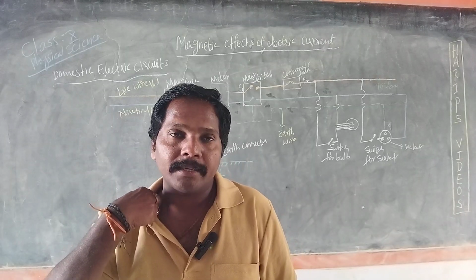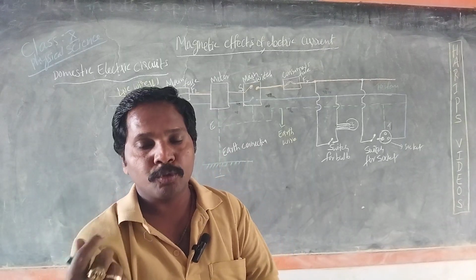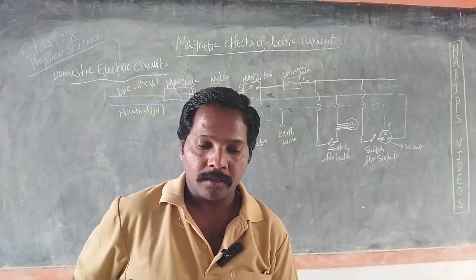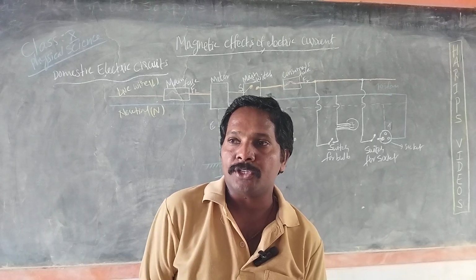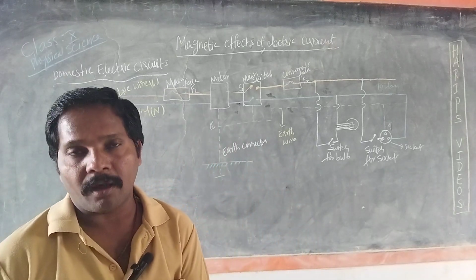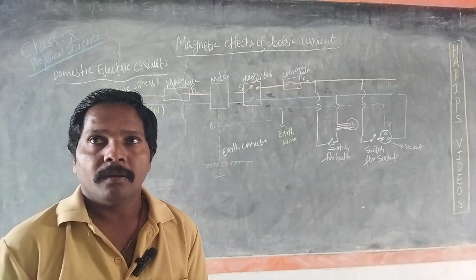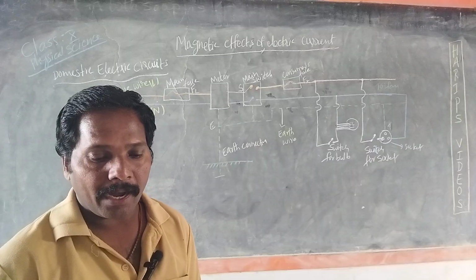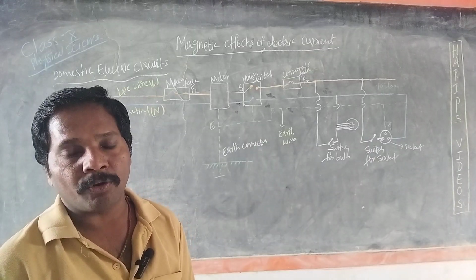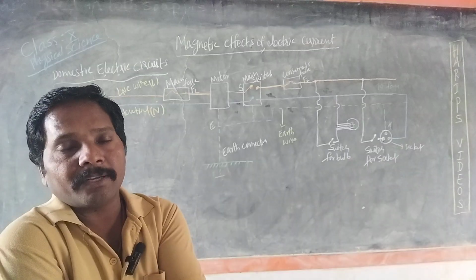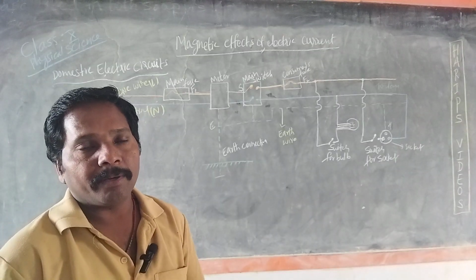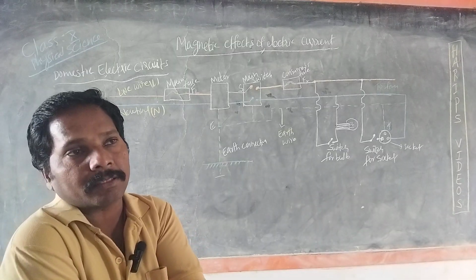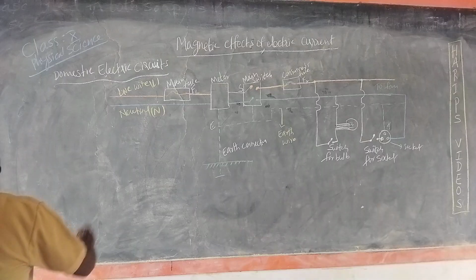Two insulated wires, L and N, come to our house. One of these wires is called the live wire, and it has a high potential of 220 volts, whereas the other wire is called the neutral, and it is at ground potential of 0 volt. Thus the potential difference between the live wire and the neutral wire in India is 220 volts. Simple, na?